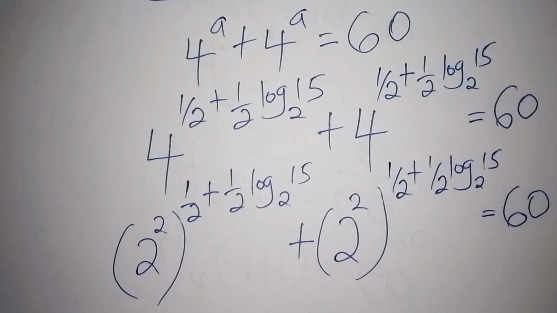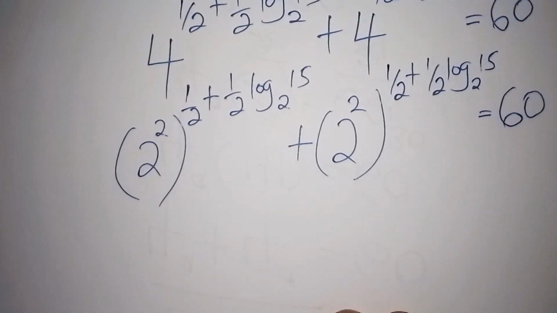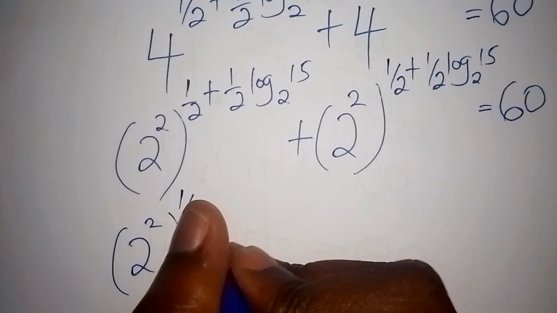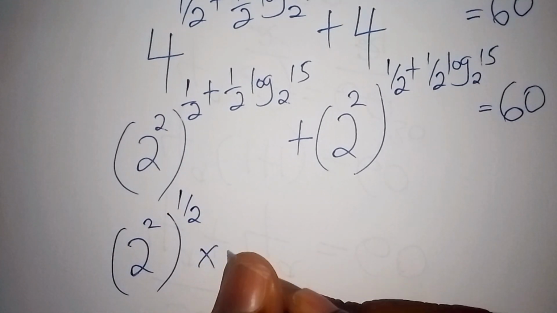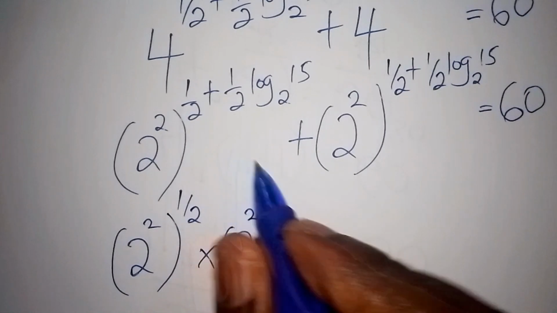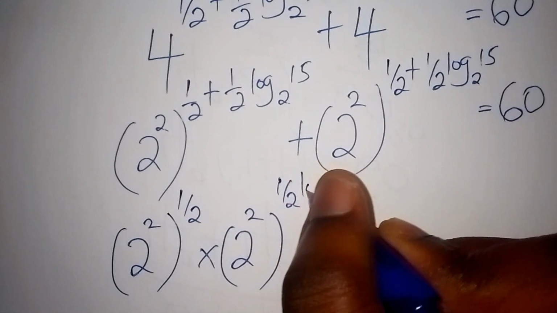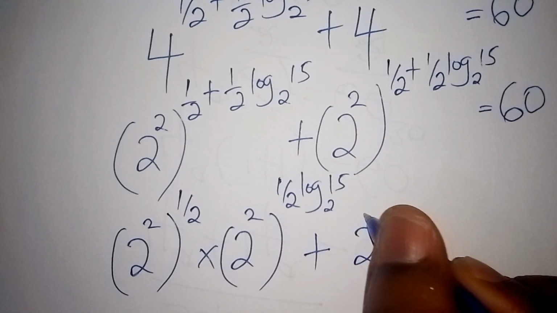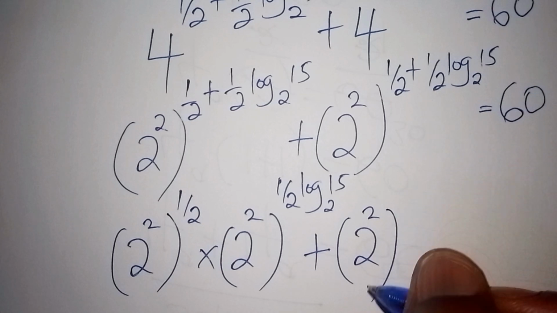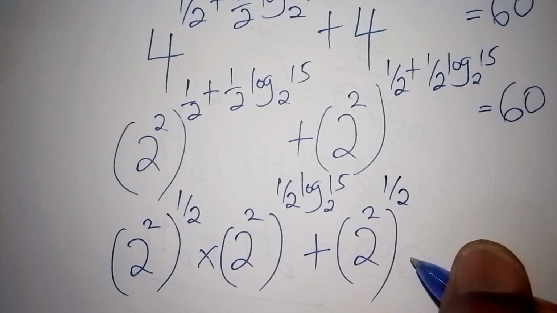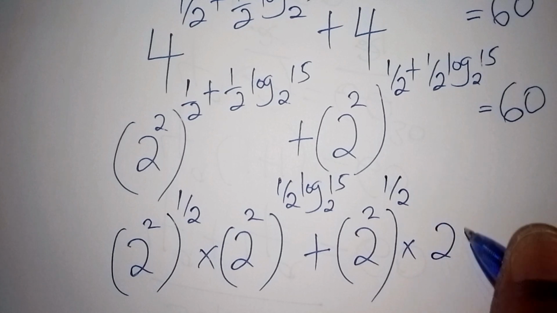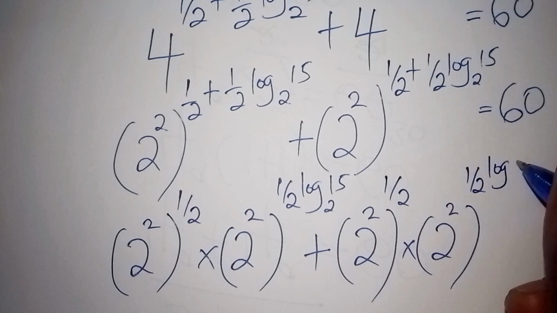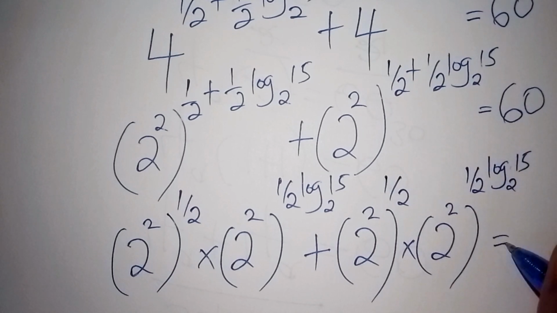So how do we go about this? You can separate it by having 2 to the power of 2, then a half, where the plus means multiplication, so we shall have 2 to the power of 2 again, then by a half the log of 15 to the base of 2, then plus 2 to the power of 2, we shall have a half, then multiply by 2 to the power of 2, then a half the log of 15 to the base of 2 is equals to 60.